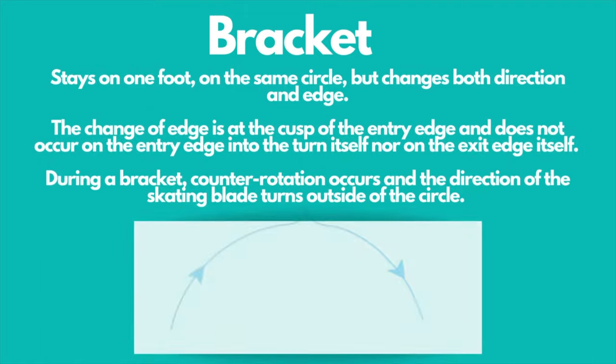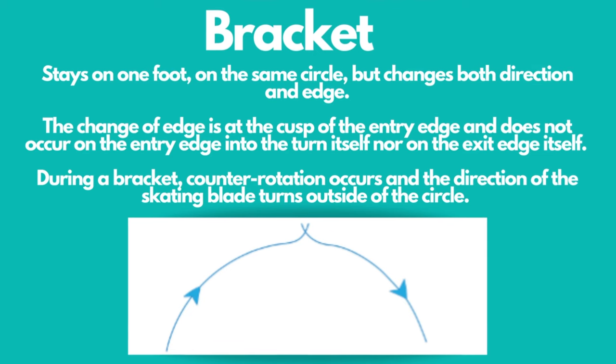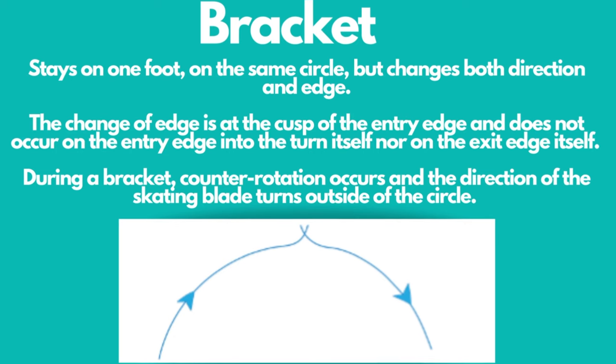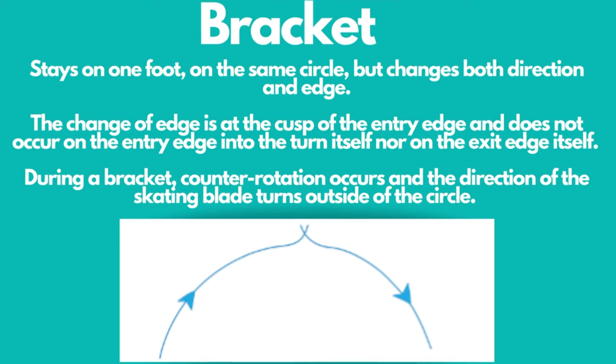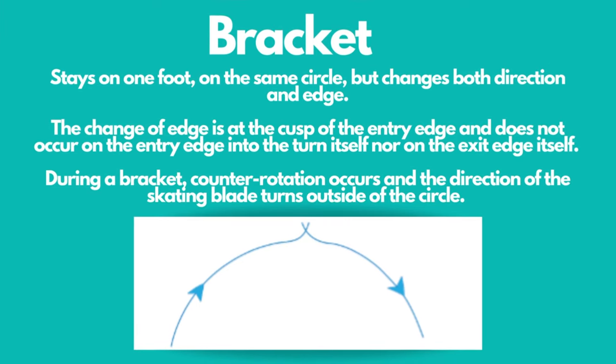Brackets. A bracket turn stays on one foot and on the same circle, but it changes both direction and edge. This is a counter-rotated turn, meaning the entry edge is rotated when you're facing outside the circle. The change of edge is at the cusp or apex of the entry edge. It does not occur on the entry edge into the turn itself, nor on the exit edge itself. Brackets can be forward to backward or backward to forward. It takes a lot of control and stability to execute a bracket. You're maintaining a true edge all the way up to that apex, turning at the top with a change of edge and exiting with the control, maintaining the shape of the turn and the curve of the exit lobe.